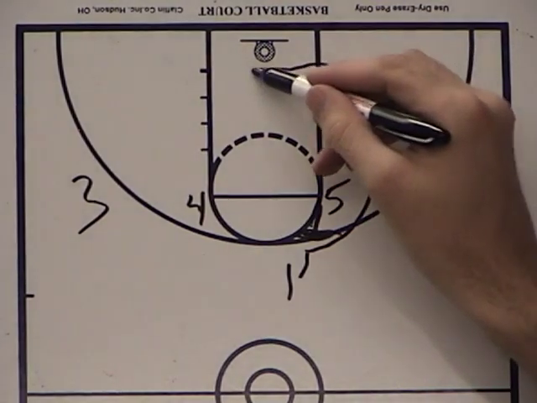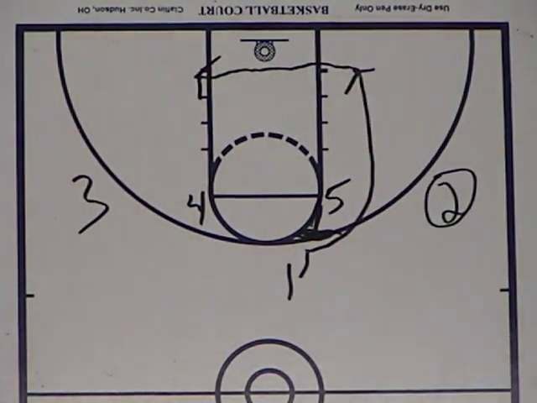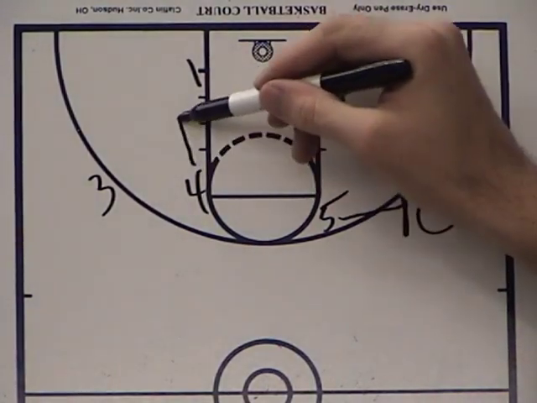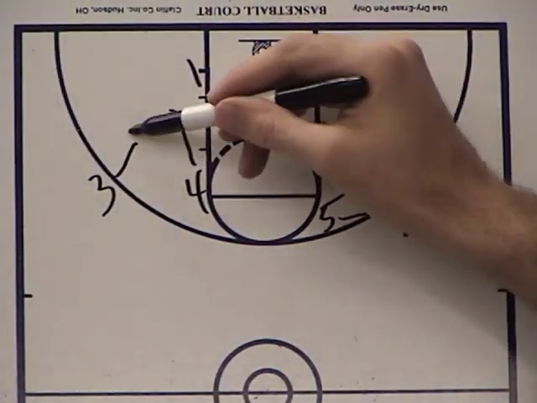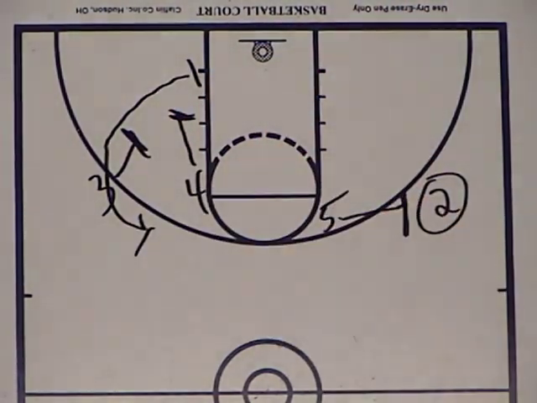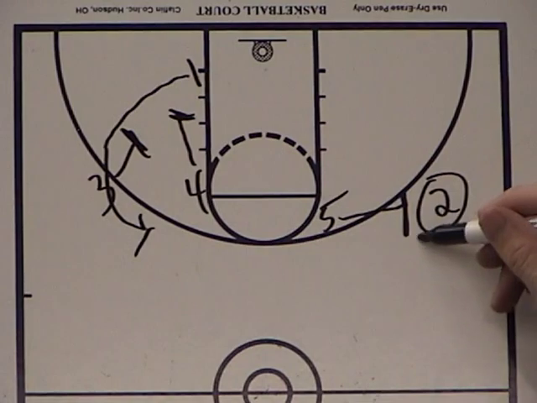If he doesn't get it, he runs through to the back side. Then 5 sets a ball screen for 2, and they run a pick and roll. 4 and 3 will set a double screen on the back side for your point guard to come around for a 3 on the back side of the play.